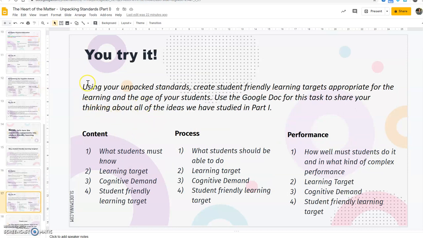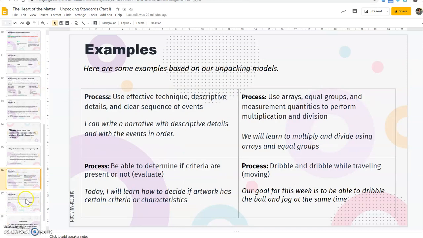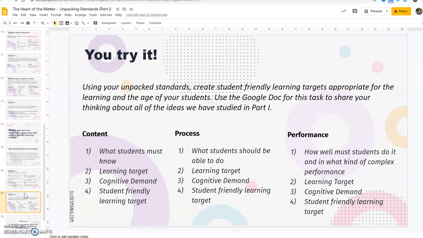So now we have, oops, I'm so sorry. Forgive me, I thought I skipped something. So now we have one last you try it. What I want you to do is go back to your Google Doc, and now I want you to add the student-friendly learning target to the other pieces that you have already included.